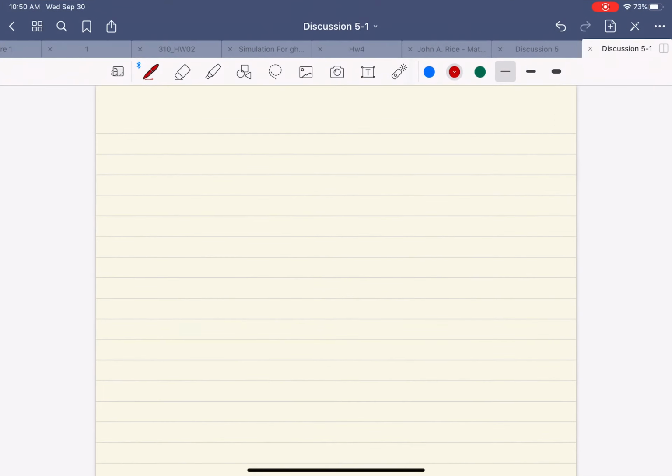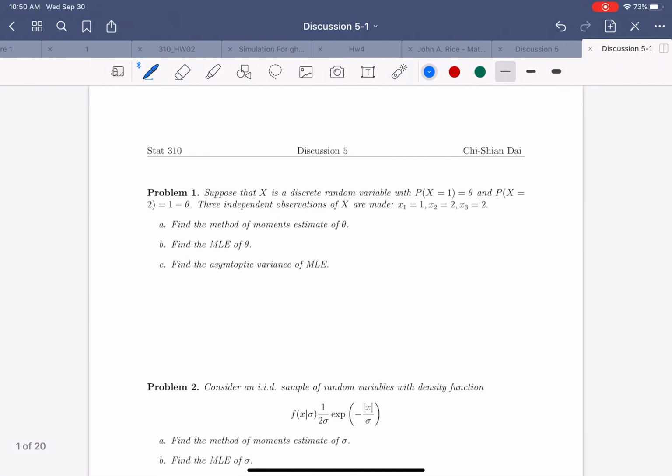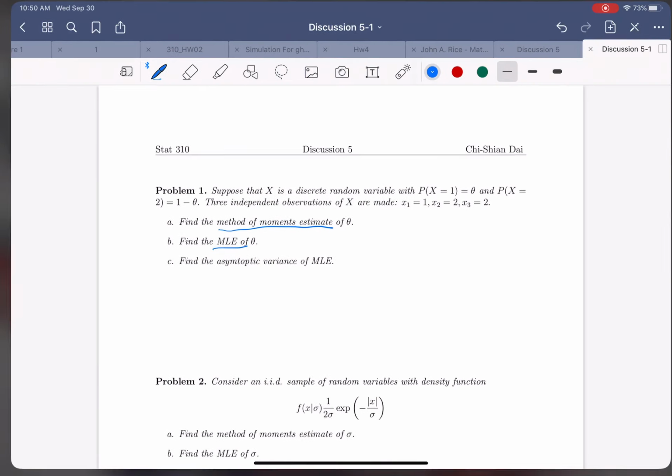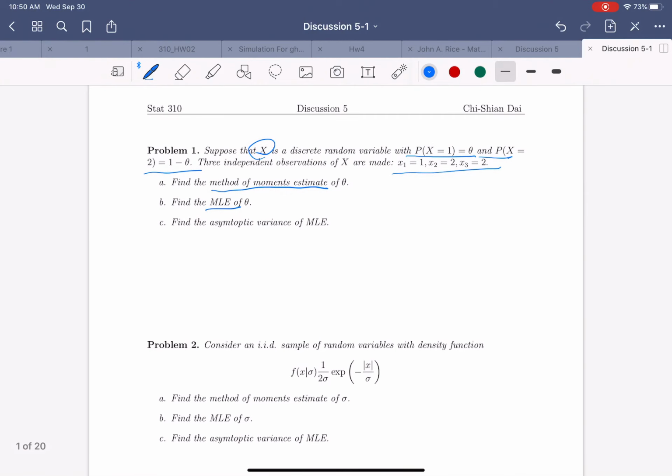Okay, for today's discussion, we will learn how to calculate the method of moments and MLE. For the first question, we have a random variable X with this property: P(S = 1) is theta, and P(S = 2) is 1 minus theta. And we have 3 data points. We want to find the method of moments estimator, the MLE, and the asymptotic variance of the MLE.